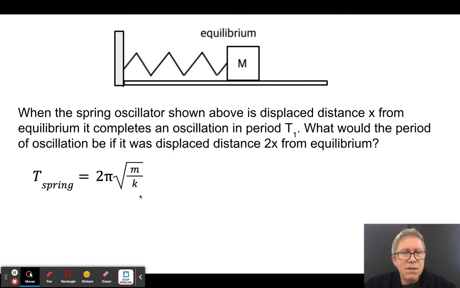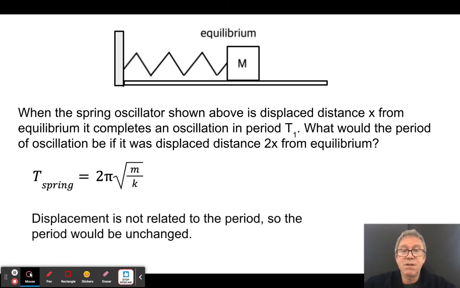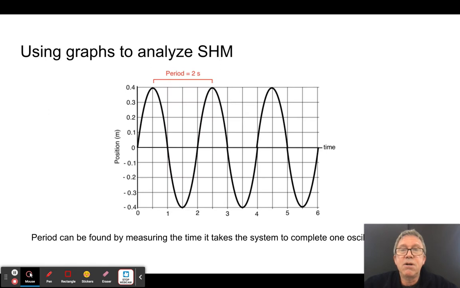That's not part of my equation. Turns out it does not matter how far this thing oscillates from equilibrium, because the more I displace it, the greater the force, the greater the acceleration. It turns out it's going to complete that oscillation in the same amount of time. So looking at the equation, the amplitude of the displacement is not a factor in this. So it doesn't change it at all.